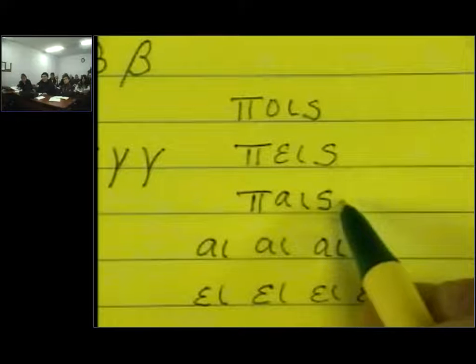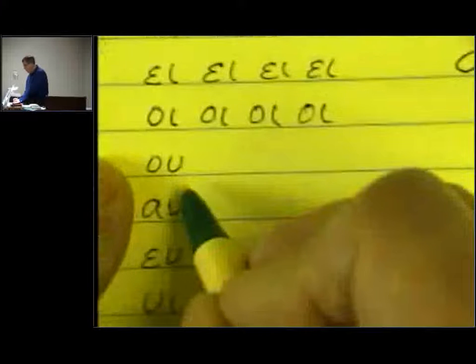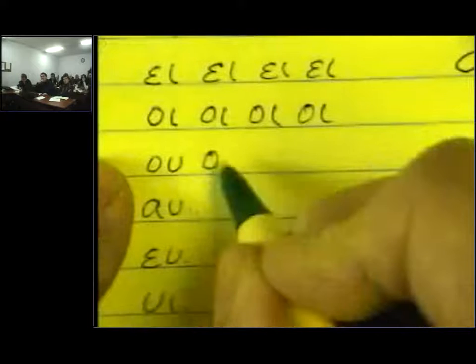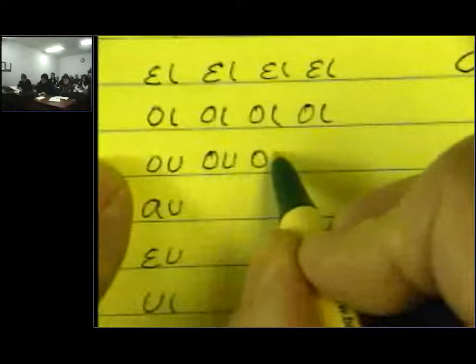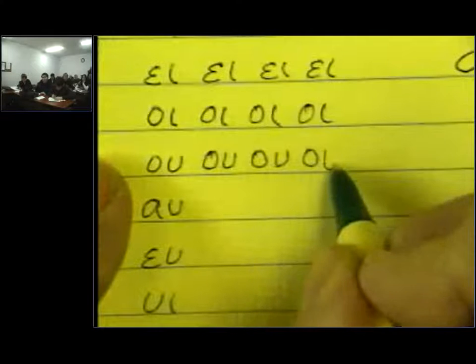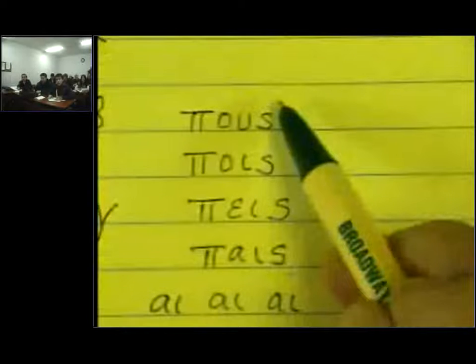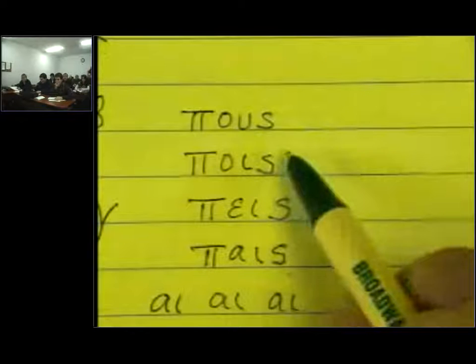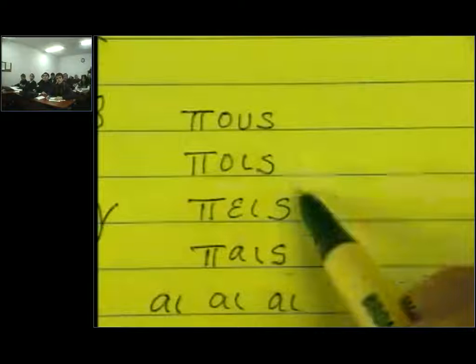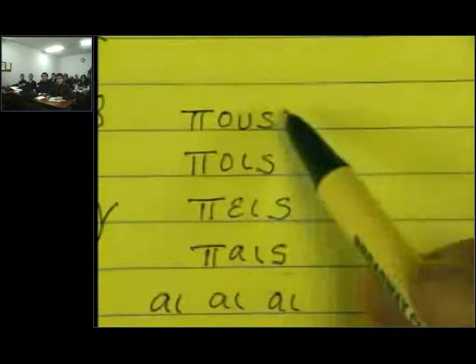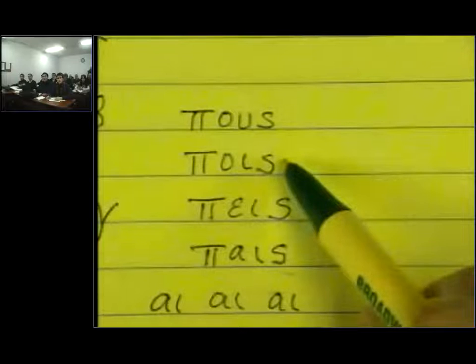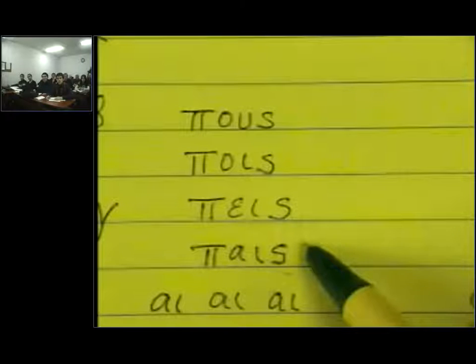Pies. Okay. Now when we have omicron and upsilon together, it just sounds like the upsilon by itself. Ooh. Voice. Face. Eyes. Again. Voice. Face. Eyes. Good.